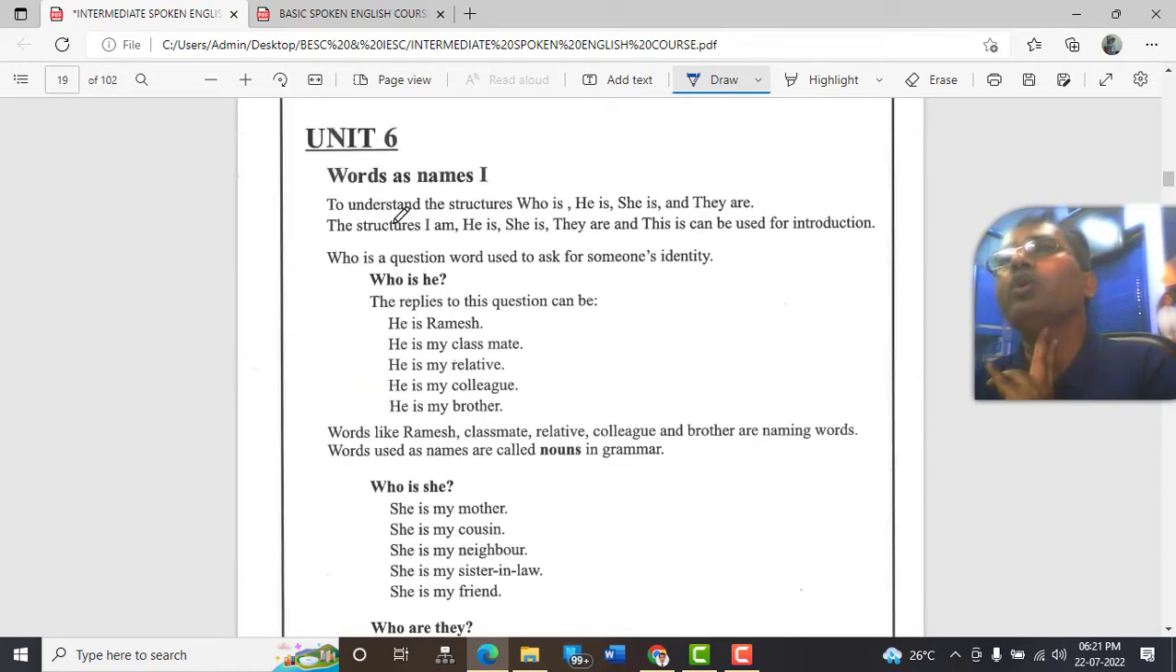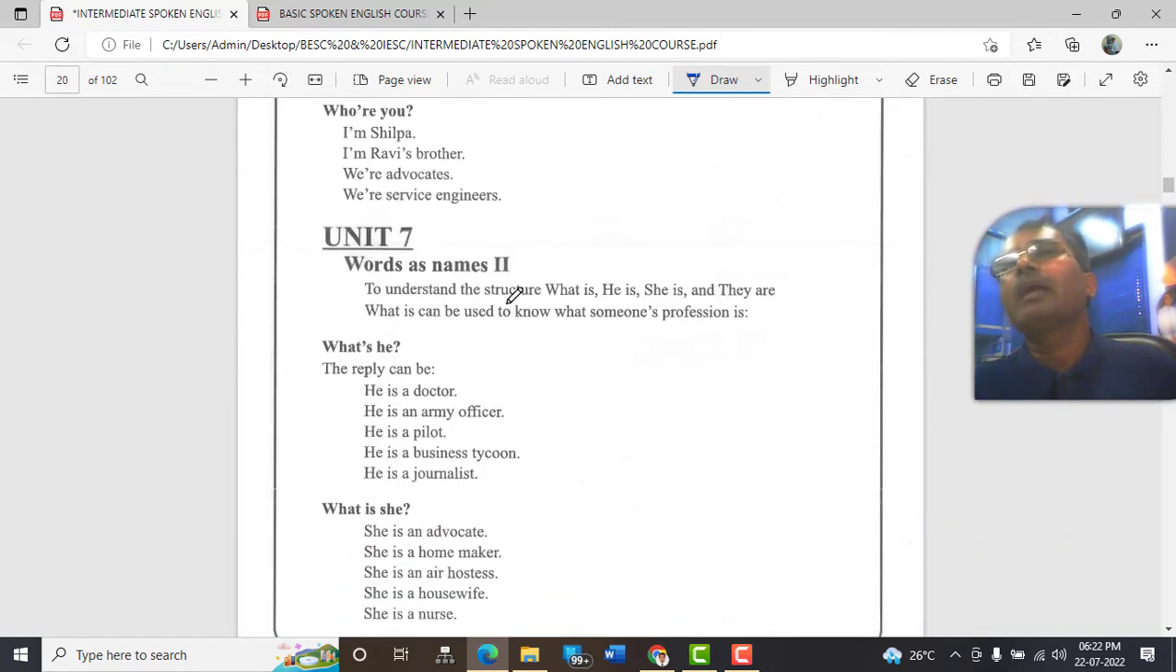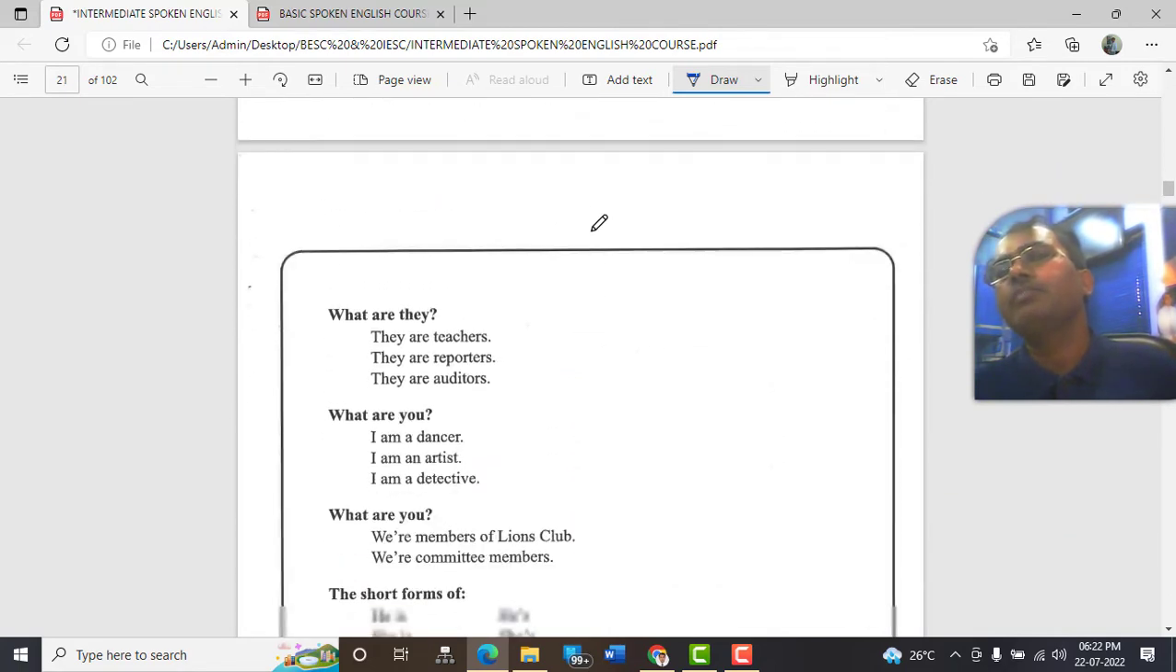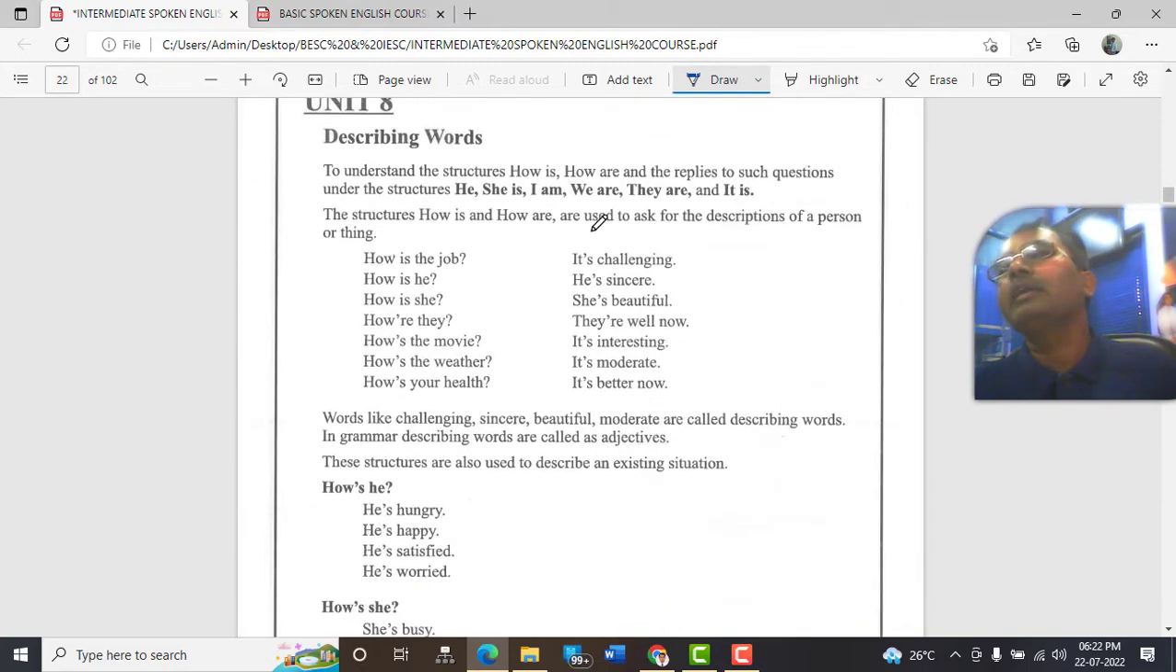And then we'll be going to unit 6, words as names, I. So we will be emphasizing how you understand the structure: he is, she is, and they are. The structure is I am. When I am defining the first person, it is always I am. When defining the second person, we always use he or she, and if there is more than one, we'll use they. We'll be talking about the first person, and words as in the second person, and then we will be going for describing some of the advanced words.